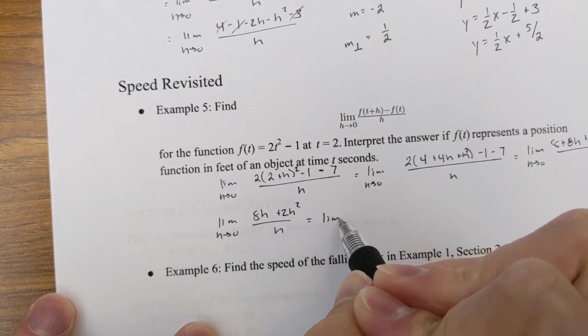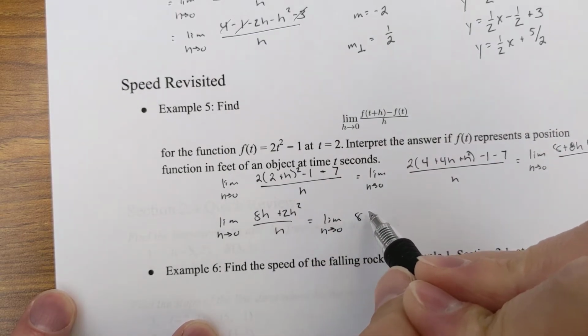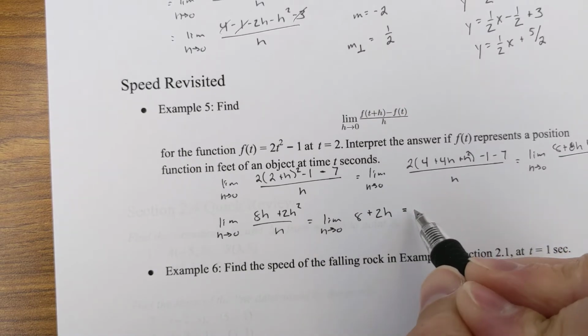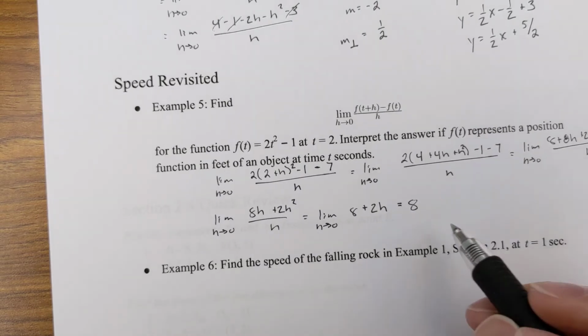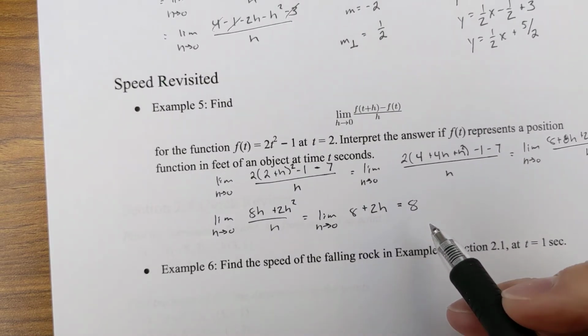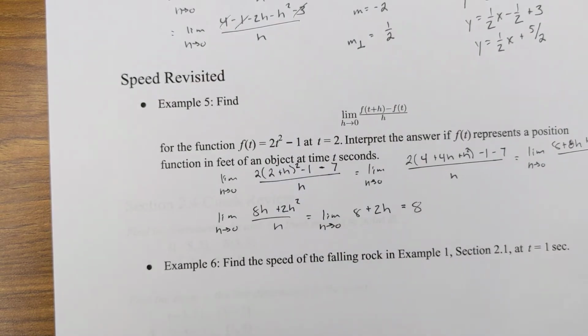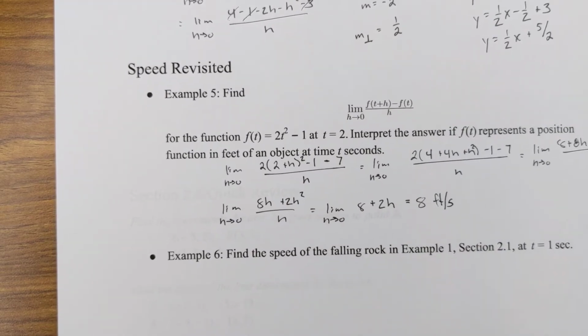This is going to become the limit as h goes to 0. H's cancel, of 8 plus 2h. H goes to 0. I get just 8. So there we go. That is the speed of the object at 2 seconds if that gives its position. So feet per second with your units.